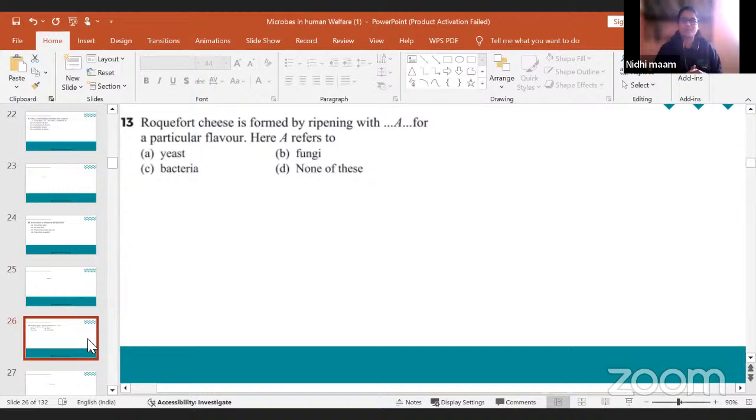Roquefort cheese is formed by ripening with A for a particular flavor. Here A refers to: A is yeast, B is fungi, C is bacteria, D is none of these. Ranjita, Bhuvan, Yashas answered it. Aishu answered it. So most of you are voting for option B. Mallikarjun on YouTube answered it as option B. So option B, that is fungi, is the right answer. Next question.